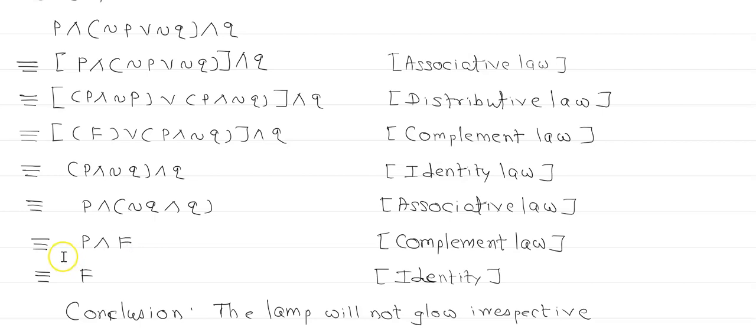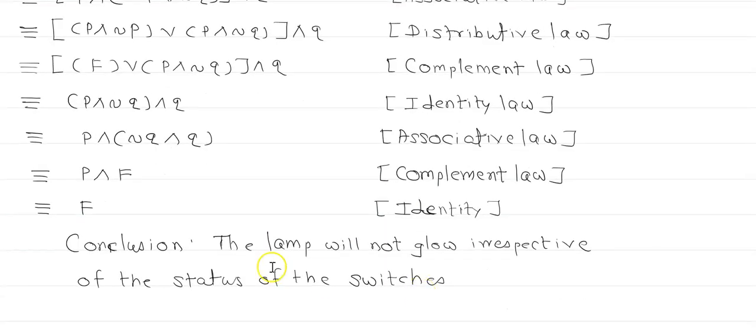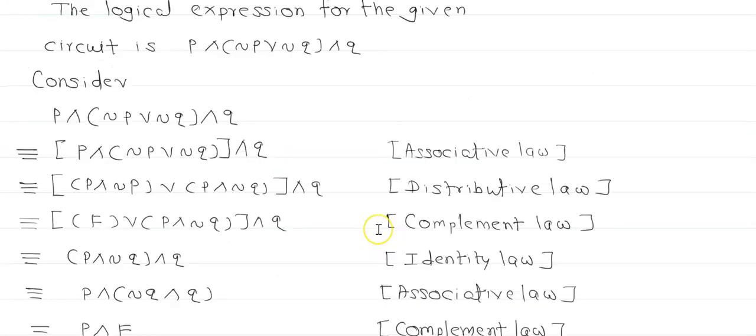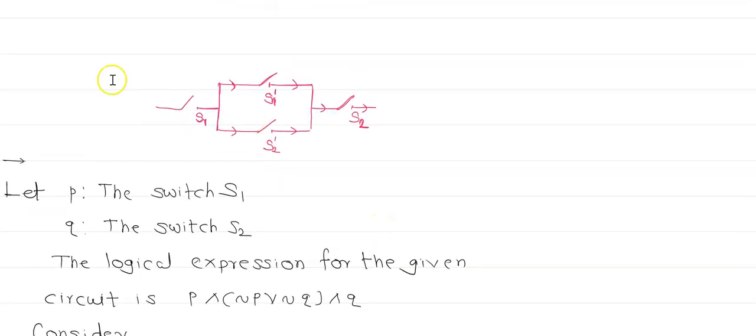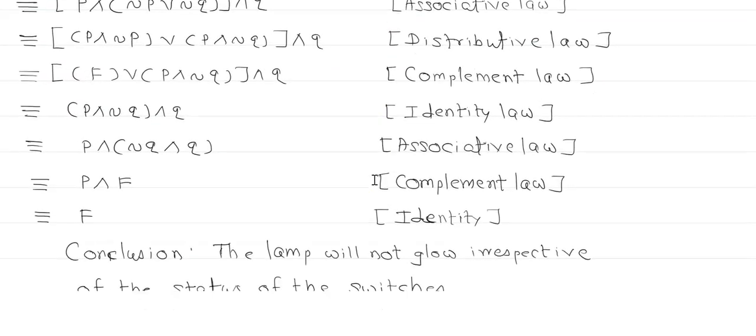Now next is P and F. Whatever the value of P, definitely its truth value is F. This is the identity law. Our conclusion is that the lamp will not glow irrespective of the status of the given switches, if you have this type of arrangement.